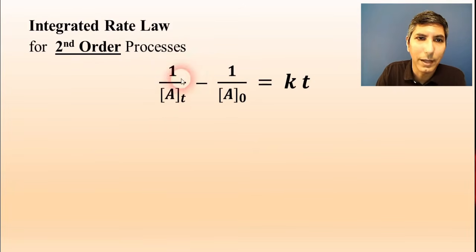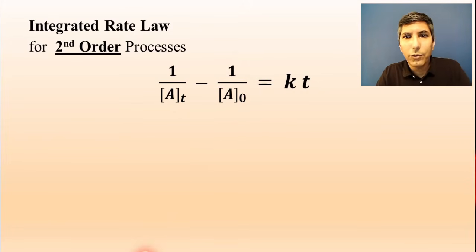Now this is what that looks like. 1 over A sub t minus 1 over A sub 0 equals kt. So we just use this for second order processes. And once again, this is just a plug and chug, just like it was for first order.